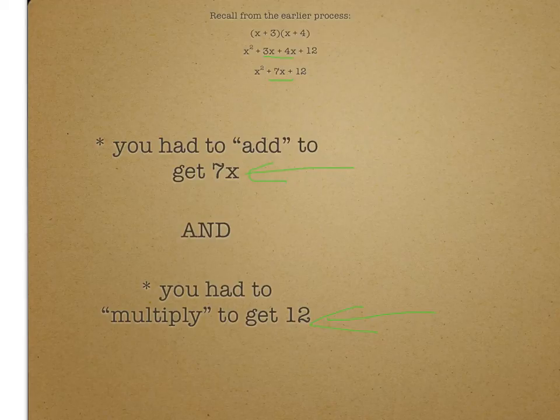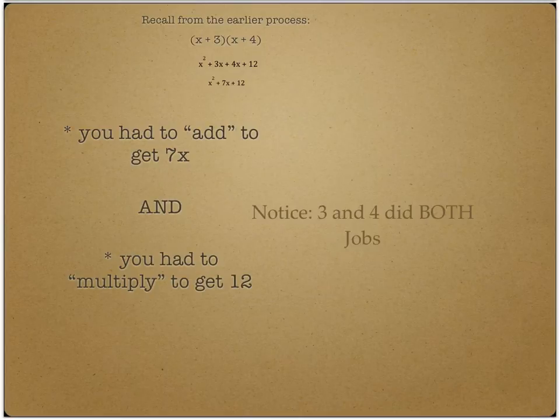The other thing to keep in mind is that 3 and 4 did both jobs. In other words, the 3 that you had here and the 4 that you had here accomplished both tasks of obtaining 7 and 12. So 3 was added with 4 to get 7, and 3 was multiplied with 4 to get 12. So the factors of 12 were added together to get 7, and they were multiplied together to get 12. So 3 and 4 did both jobs.